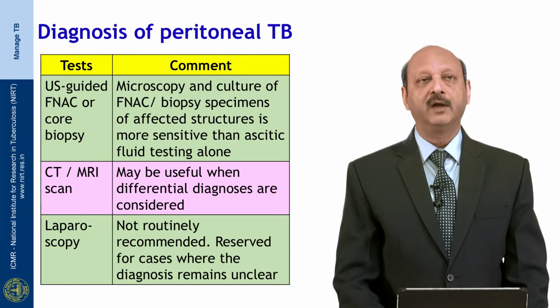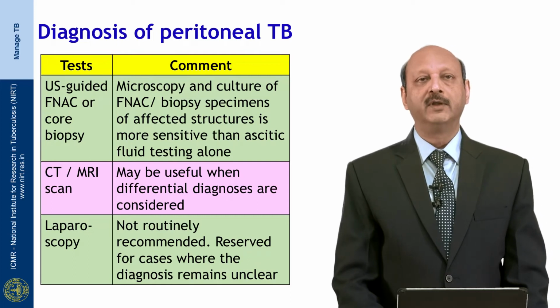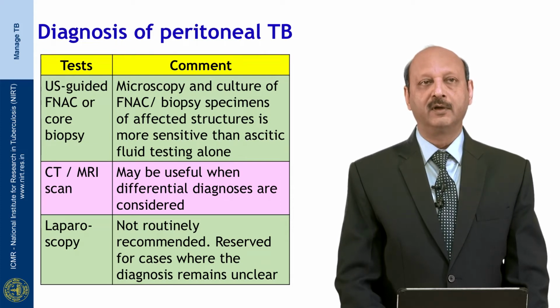Then ultrasound guided FNAC or core biopsy can also be done, and this sample should be sent for microscopy and culture, and it may be more sensitive than ascitic fluid aspiration alone. So, in case it is available, it should be considered. CT and MRI scans may be useful when other differential diagnoses are considered. Laparoscopy is not routinely recommended, but it may be reserved for cases where the diagnosis remains unclear after the above mentioned tests.